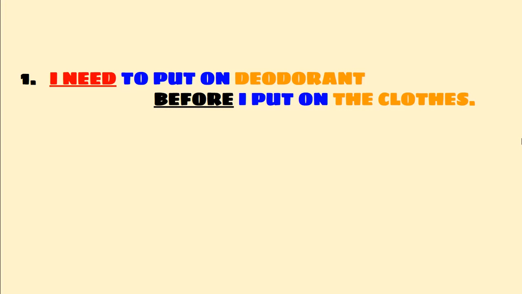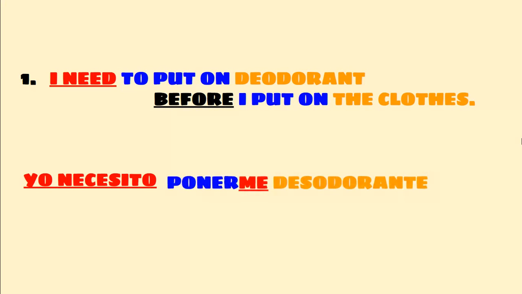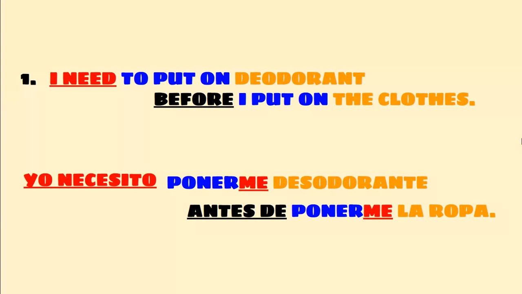So I need to put on deodorant before I put on clothes. I know in English it says I put on, but I'm telling you in Spanish that's going to be an infinitive. So what does I need? Yo necesito. Okay. So look up to put on deodorant. Look up that right quick. So what is to put on deodorant? It would be a reflexive verb, but we got to match the yo. So ponerme desodorante. Now the word for before, antes de ponerme la ropa. So we have two verbs here, okay? So yo necesito ponerme desodorante antes de ponerme la ropa.